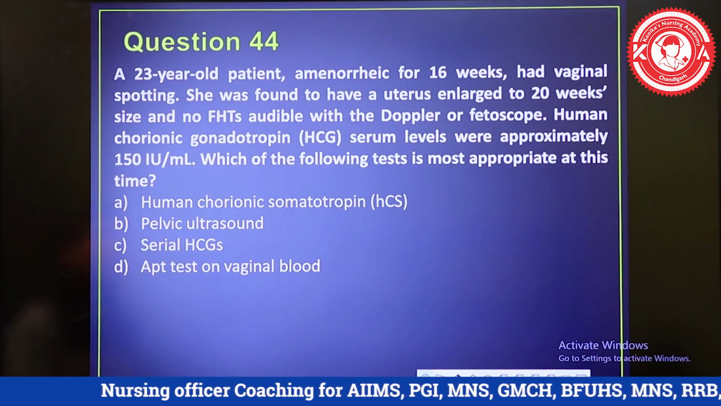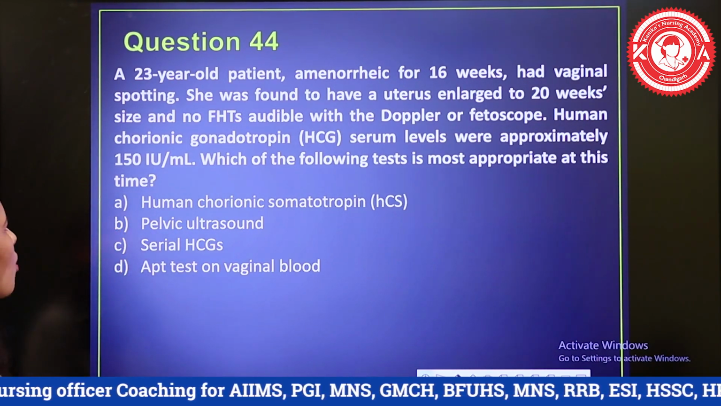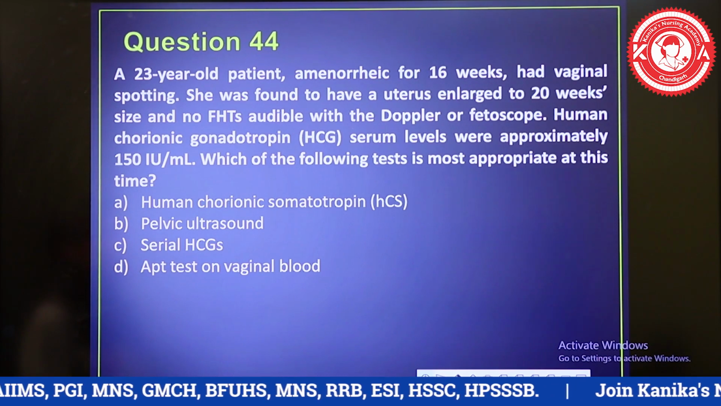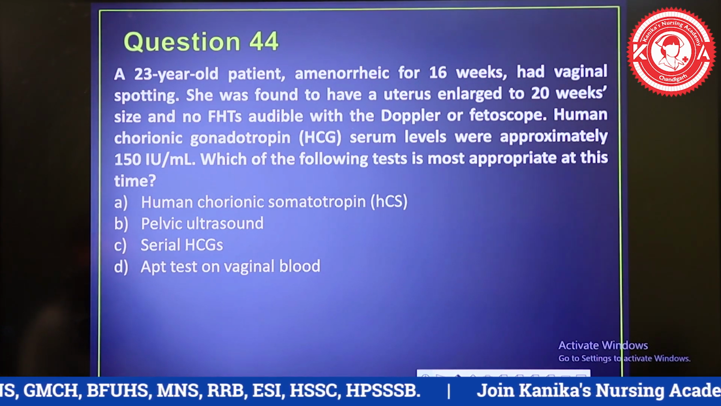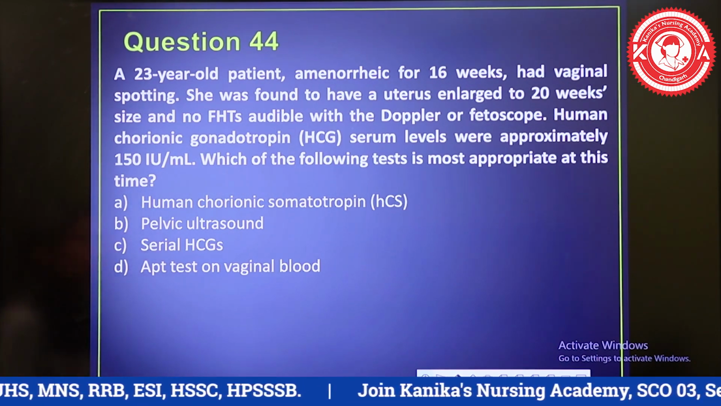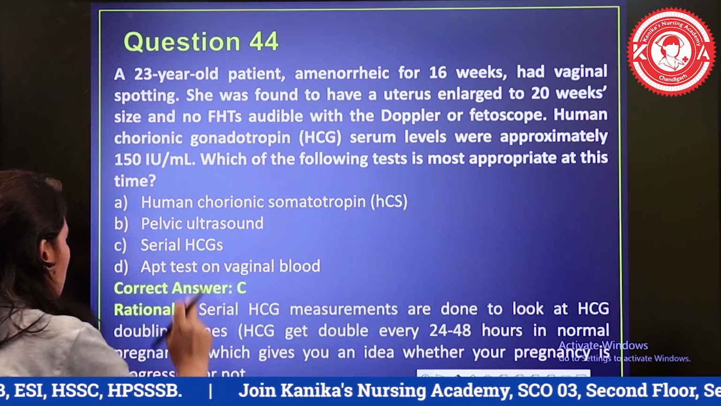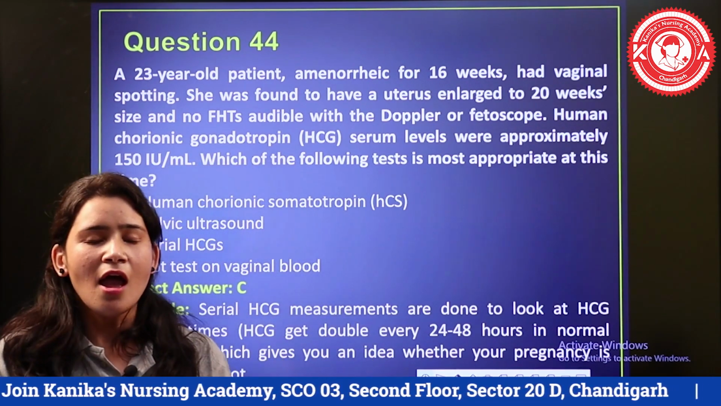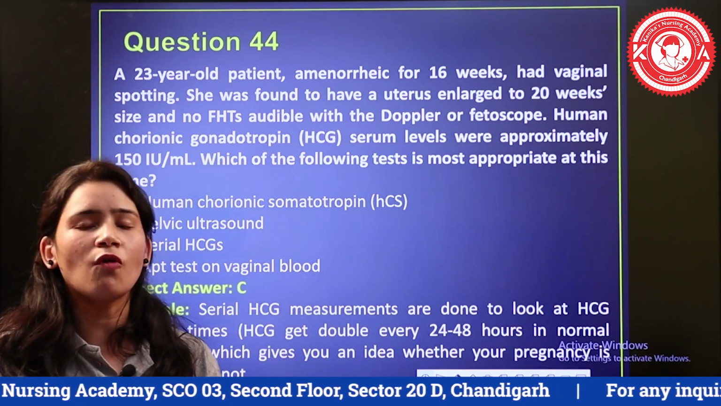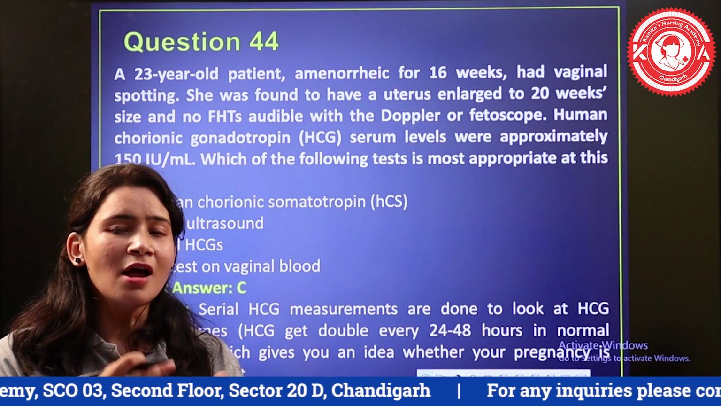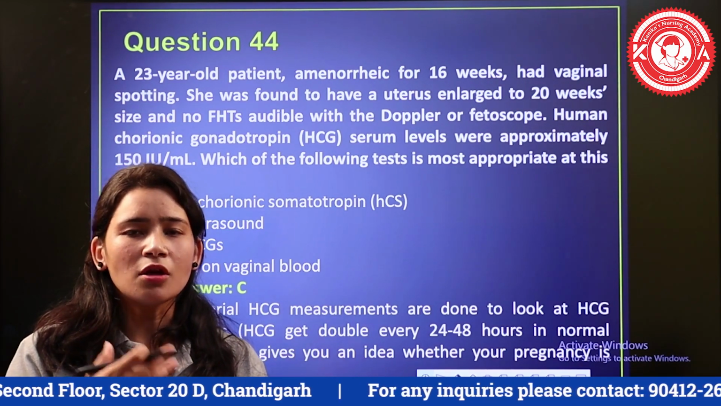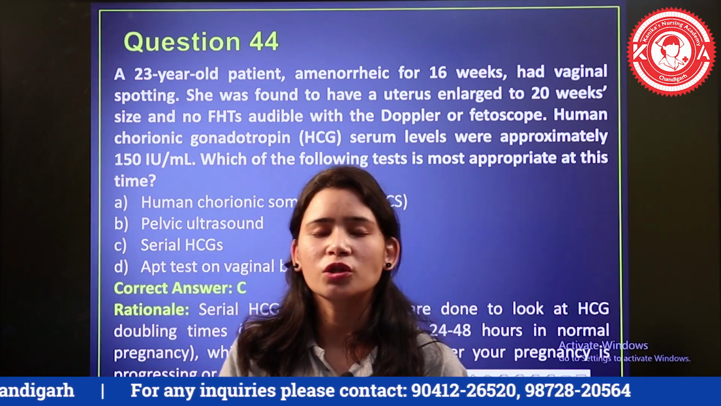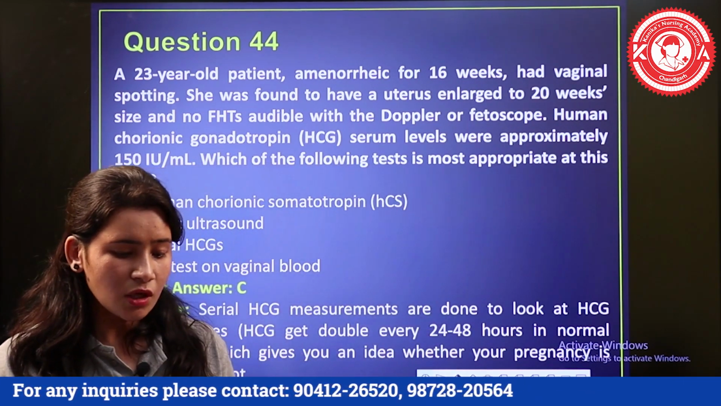नाउ नेक्स्ट क्वेश्चन इज अ 23-year-old पेशेंट एमिनोरिक फॉर 16 weeks had vaginal spotting. She was found to have a uterus enlarged to 20 weeks size and no fetal heart sound audible with the Doppler or fetoscope. Human chorionic gonadotrophin serum levels were approximately 150 international units per ml. Which of the following test is most appropriate at this time? तो इस टाइम पे जो appropriate टेस्ट होगा दैट इज सीरियल एचसीजी। तो इसमें एचसीजी के लेवल को चेक करेंगे, क्योंकि नॉर्मल प्रेगनेंसी में एचसीजी एवरी 24 to 48 आवर डबल हो जाता है। पर अगर एबनॉर्मल प्रेगनेंसी है तो वहाँ डबलिंग नहीं होगी, जिसकी वजह से क्लियरली पता चलेगा कि एबनॉर्मल प्रेगनेंसी है। तो इसलिए हम एचसीजी का लेवल चेक करते हैं। एचसीजी के रिगार्डिंग भी कई सारे क्वेश्चन आते हैं कि एचसीजी, ह्यूमन कोरियोनिक गोनाडोट्रोपिन हार्मोन, इज सिक्रेटेड बाय which tissue or which organ?